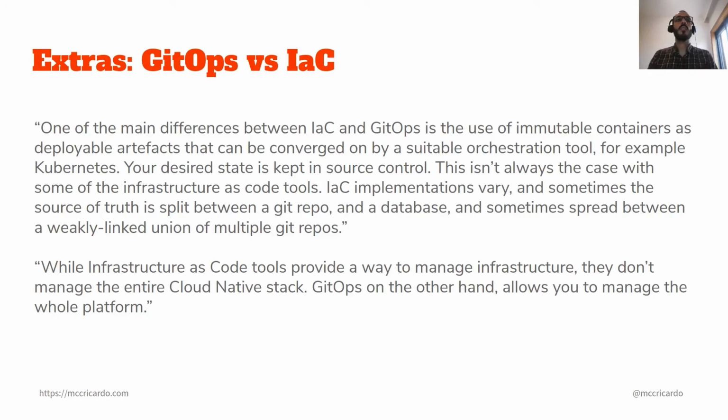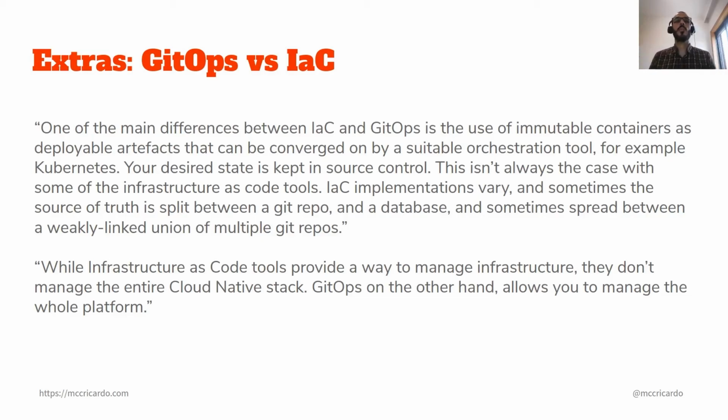Another common question that usually arises is about GitOps versus IaC. One of the main differences between IaC and GitOps is the use of immutable containers as deployable artifacts that can be converged on a suitable orchestration tool, for example, Kubernetes. So the idea here is the concept of immutable containers.